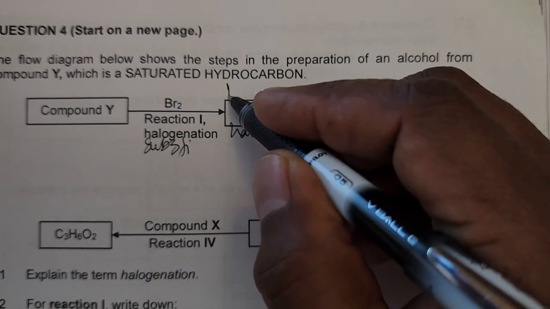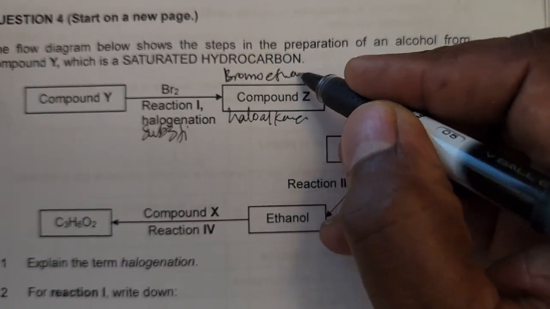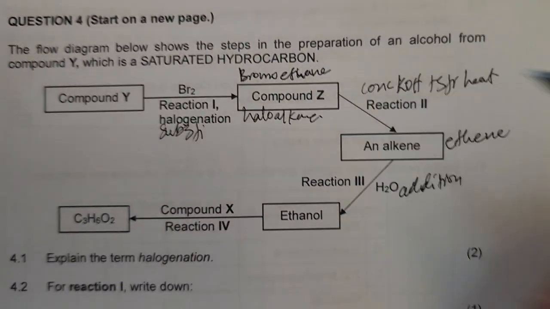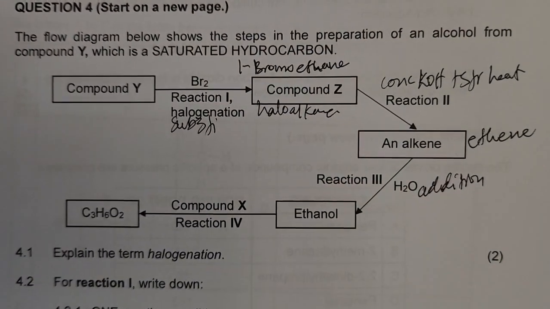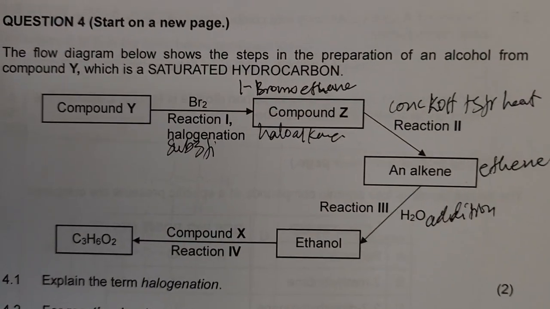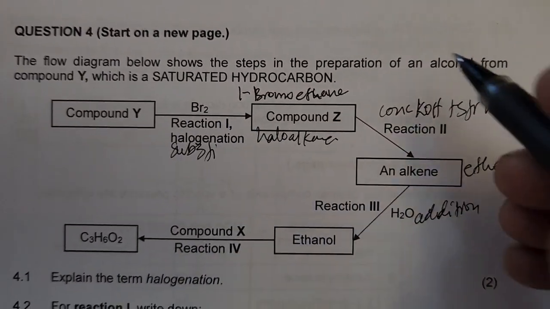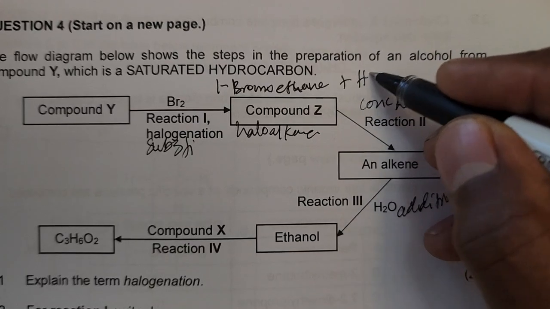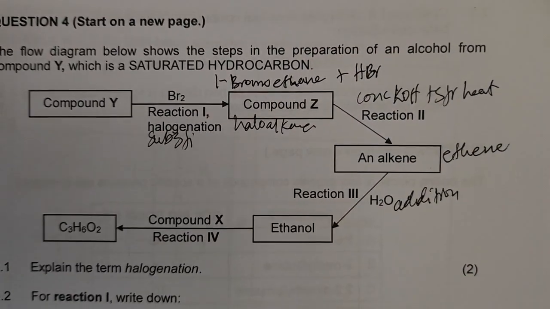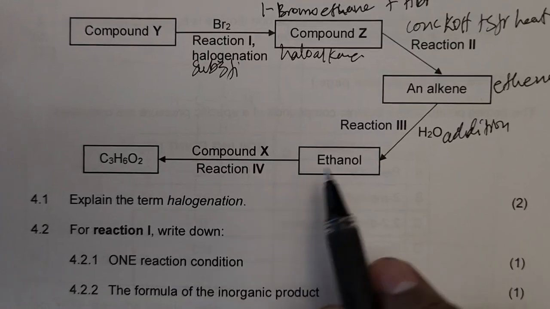Therefore, this haloalkane here, if you add a bromine, will now be bromoethane. You can call it 1-bromoethane, that's fine, for those who like numbers, but bromoethane is fine. There's no way that you can write it differently. And then you will also have a byproduct here, which is HBr, an inorganic compound. And then this is ethanol.